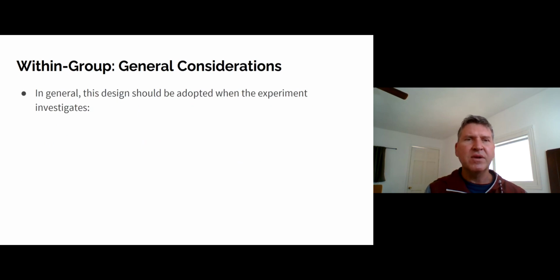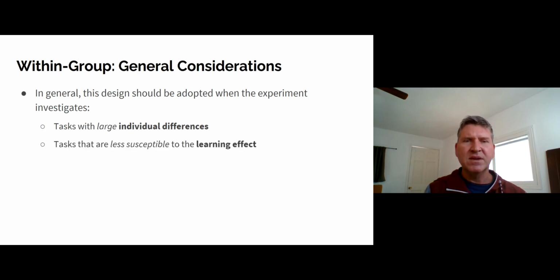So the within group design should be adopted when you have large individual differences. That means different typing speeds, different skills, different individual choices. It's also less susceptible to the learning effect. And also when the participant pool is really small, because remember, this is the one where we have one participant doing all the different conditions. So this requires us to recruit far fewer participants.